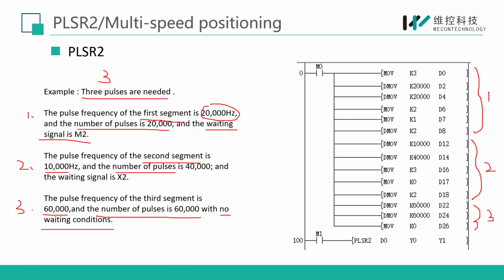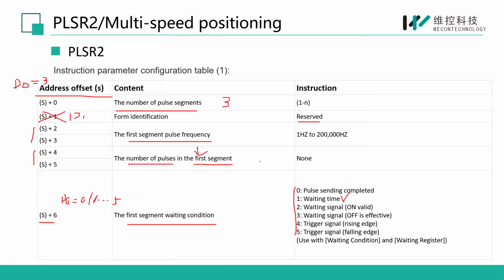Let me feed back the table. First, okay, this is the frequency, and D0 is the start address, and the 3 means the 3 segment speed. So this is data from segment 1, and this needs the waiting signal, which is M2. Okay, let's feed back.